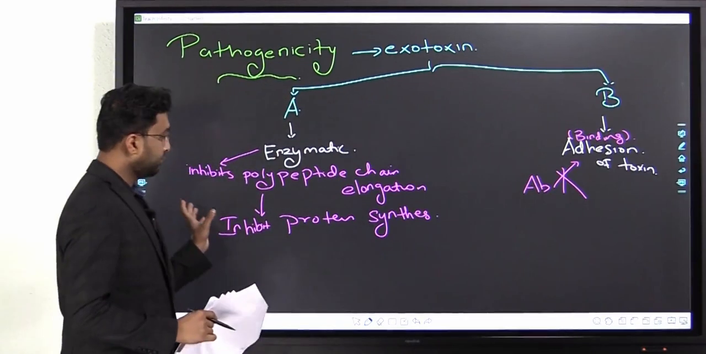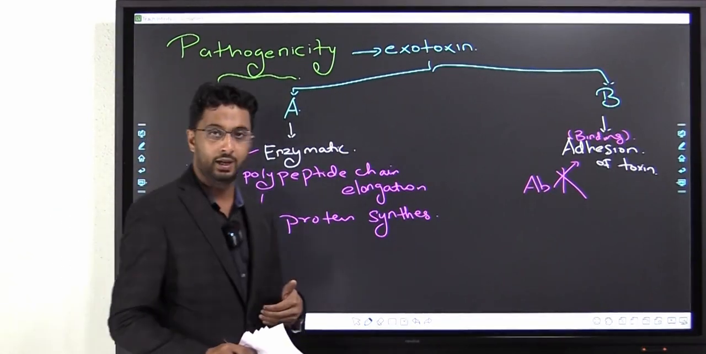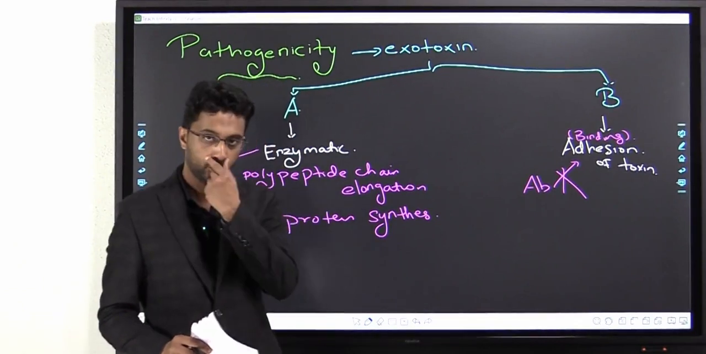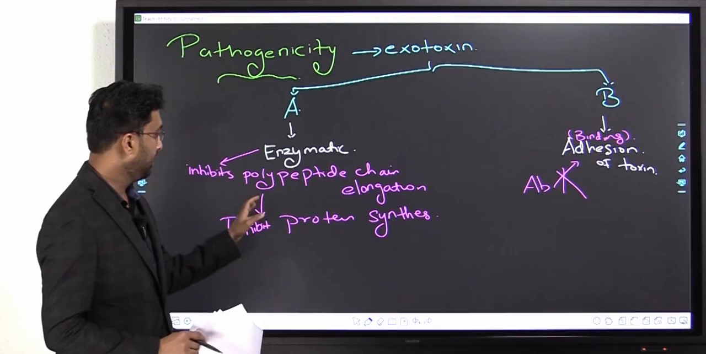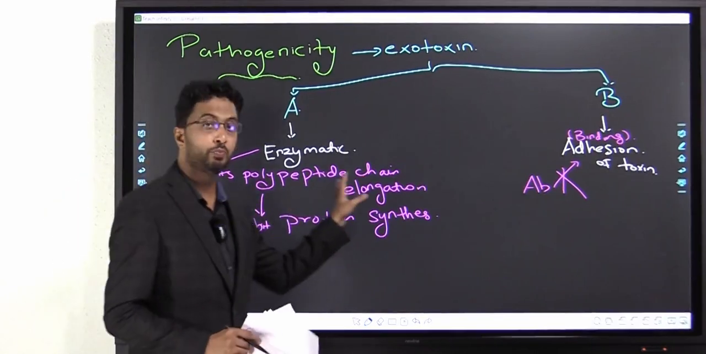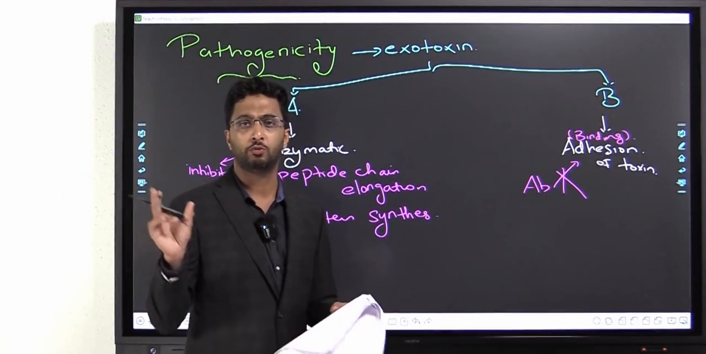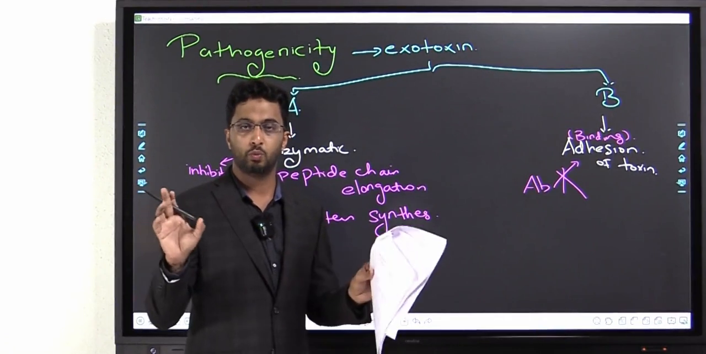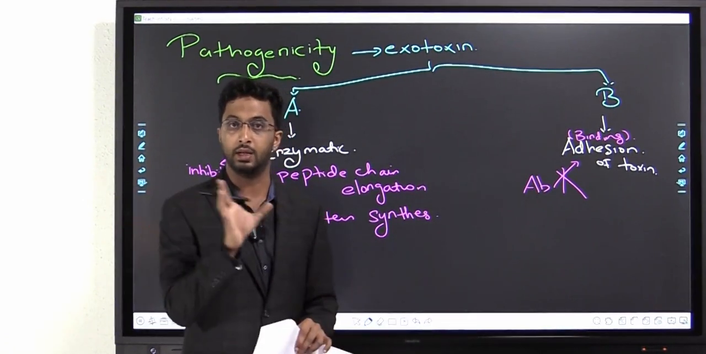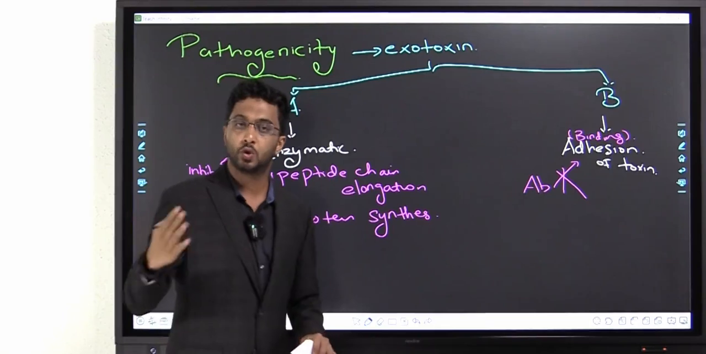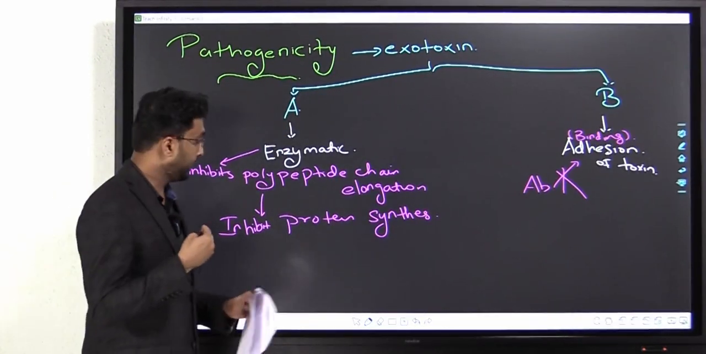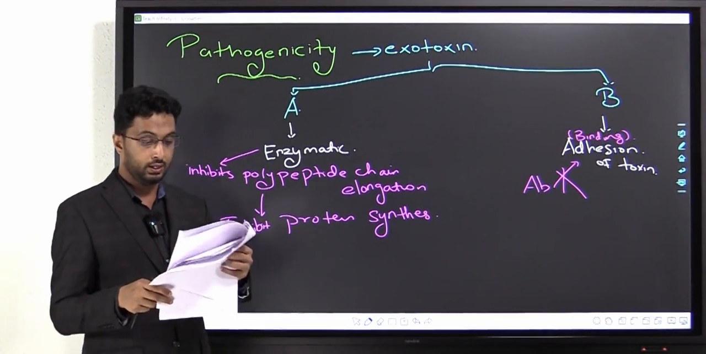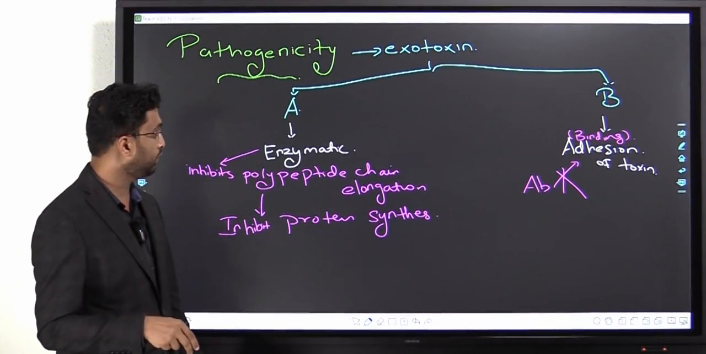Now, as I told you on the previous slide, biochemistry is important to us. And where are we going to study protein synthesis? In biochemistry. A part of protein synthesis is polypeptide chain elongation. What is a peptide? It's a bond. So multiple peptide bonds between the amino acids form a protein. So inhibiting polypeptide chain elongation inhibits protein synthesis.